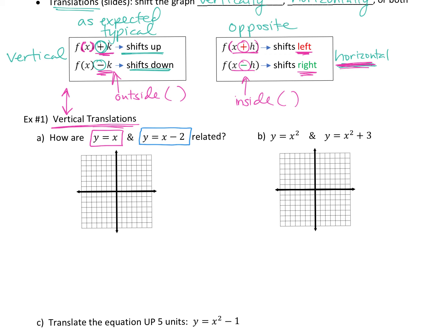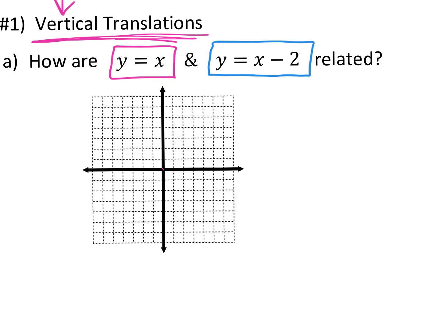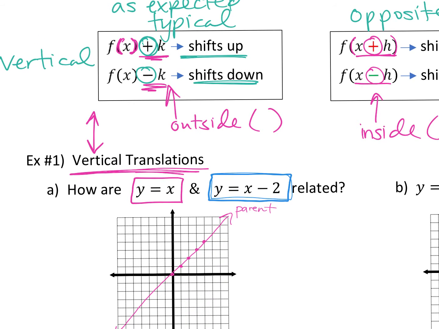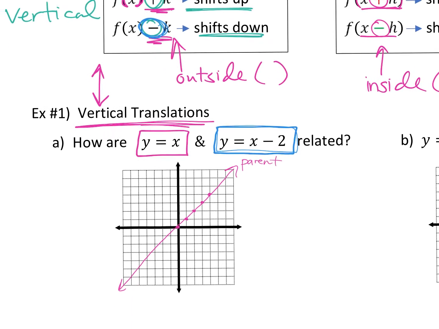But for now, my parent function here, y equals x, is 0, 0, 1, 1, 2, 2, 3, 3, 4, 4, and so on and so forth, okay? So this is going to be our graph of that y equals x, okay? This is your parent function. Now look at this blue equation. According to our chart up here, if we have a minus 2, where are we shifting? Up or down? Down, right? We're going to shift down 2.